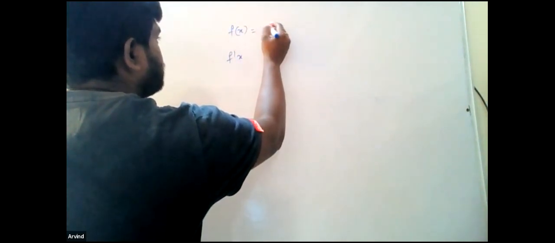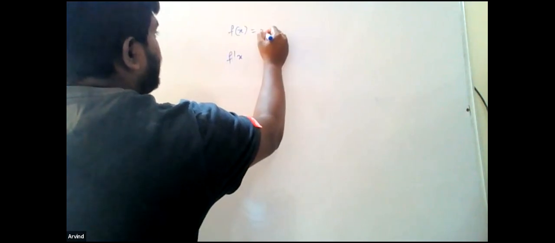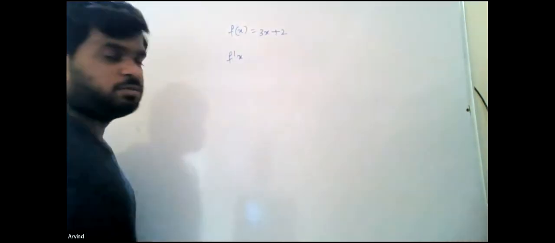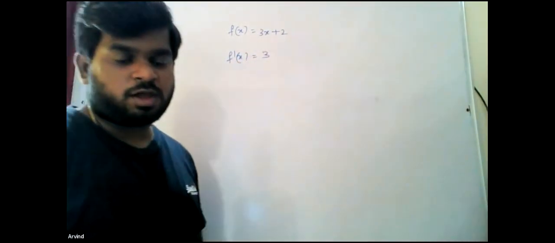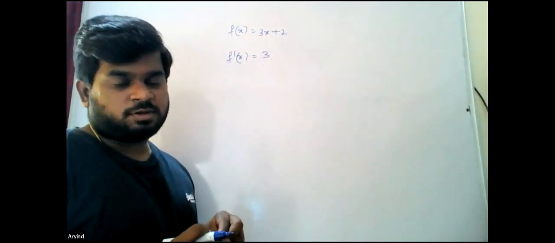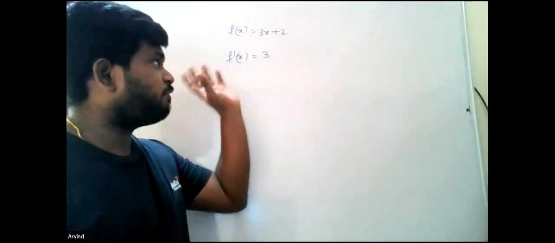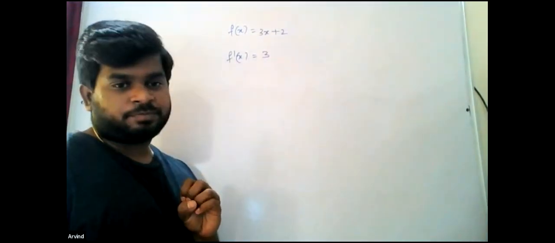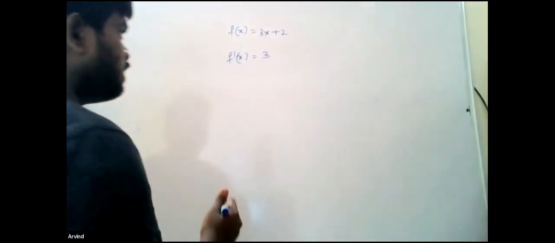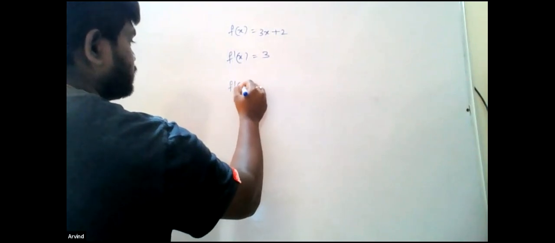Okay, so I'll give you a simple question. F of x, I'll take it as 3x plus 2. So f dash of x will be 3. If we equate this to 0, what is the use? What is the main concept? F of x is equal to 3x plus 2. How do you find whether it is an increasing function or a decreasing function? F dash of x should be greater than 0. That is the important one.